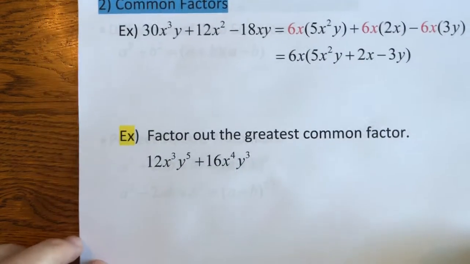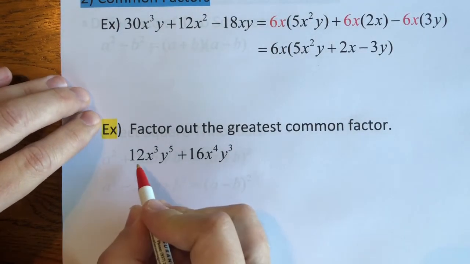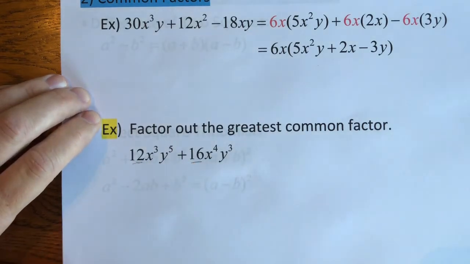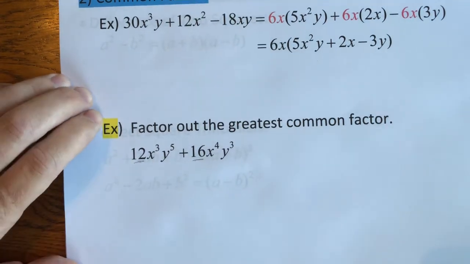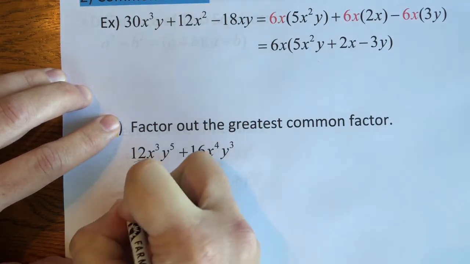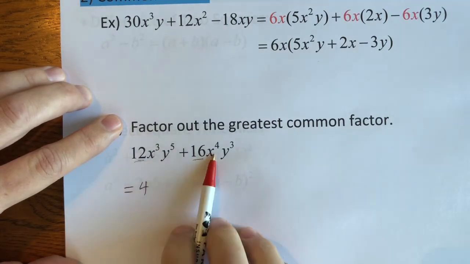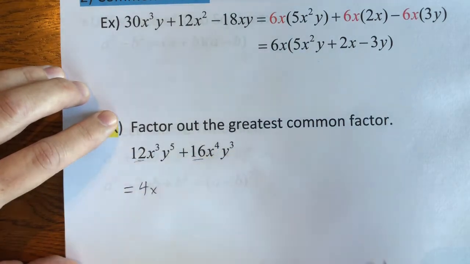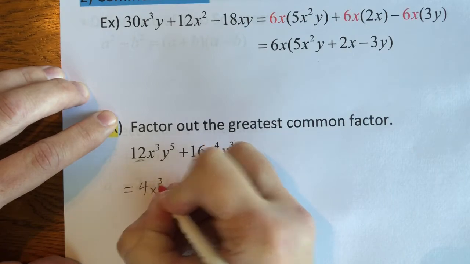All right, so let's go ahead and do another one here. Let's factor out the greatest common factor. We're looking at the numbers in front first. What is the largest number that would go evenly into both 12 and 16, if there is one? And yes, there is one. In this case, it would be 4. So we're going to write down 4. Now, do we have x's in both? Yes, we do. So we write down x to the what? X to the smallest exponent. So 3. 3 is, of course, smaller than 4.